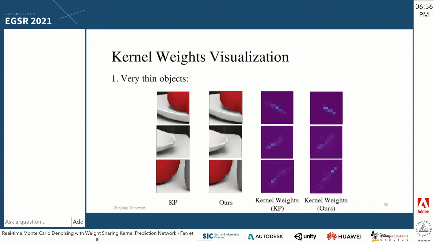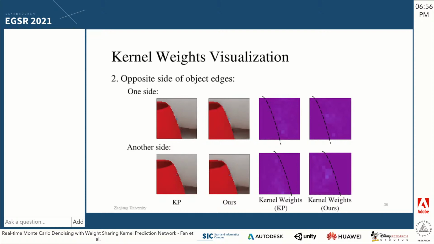Here we visualize the filtering kernel weights predicted by the basic kernel prediction method and constructed by our method. For some intuitive scenarios, we can construct filtering kernels with very similar behaviors as the directly predicted ones, such as areas around the very thin object. Another example scenario is the opposite side of the object edge. It can be seen that the kernel weights primarily concentrate on the correct side where the center pixel is located. Here we show some denoising videos for comparisons.